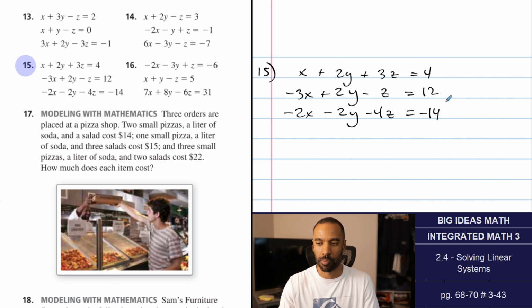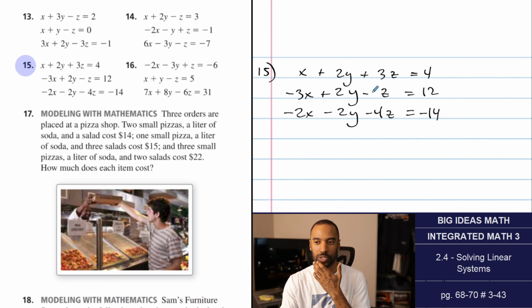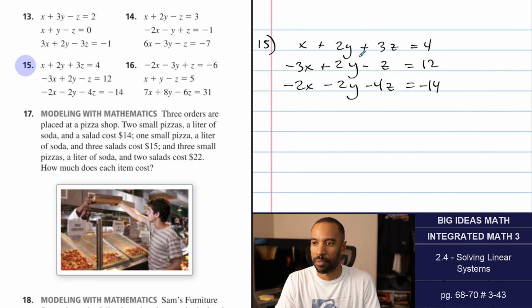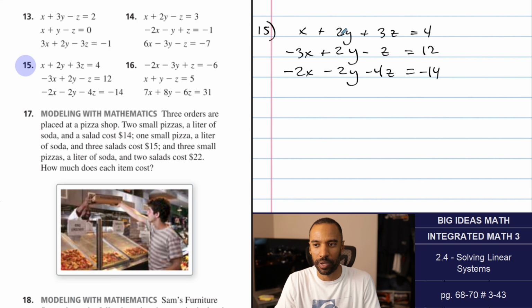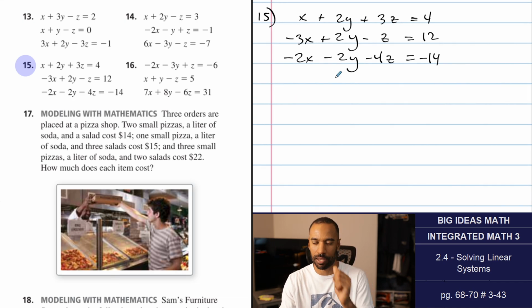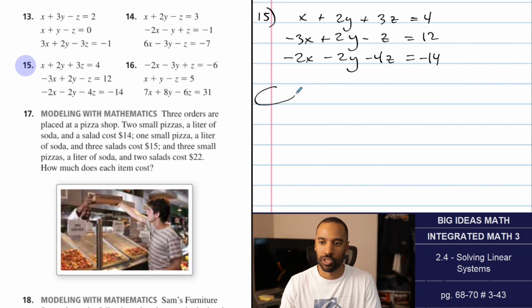Now this one I anticipate no solution or infinitely many solutions. Which one would we like to eliminate? I see the y's as easy to eliminate because there's nothing I have to do multiplication of, assuming I do equations 1 and 3 and equations 2 and 3, because the 2y and negative 2y. They're setting us up for elimination here and now. So equations 1 and 3, x minus 2x is negative x, 2y minus 2y is 0, 3z minus 4z is negative z, 4 minus 14 is negative 10.